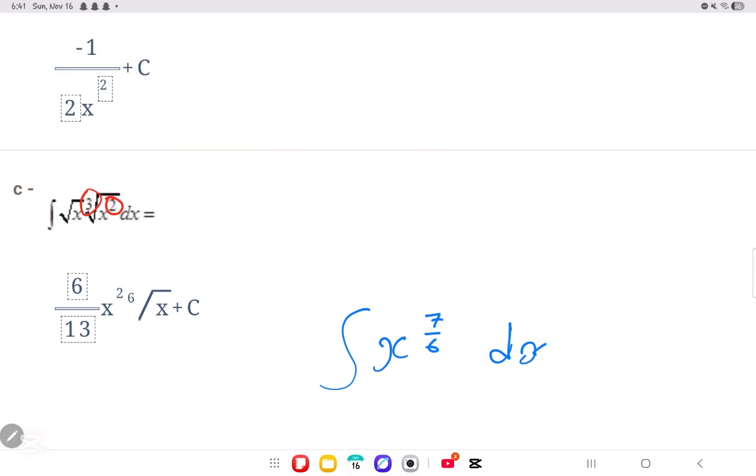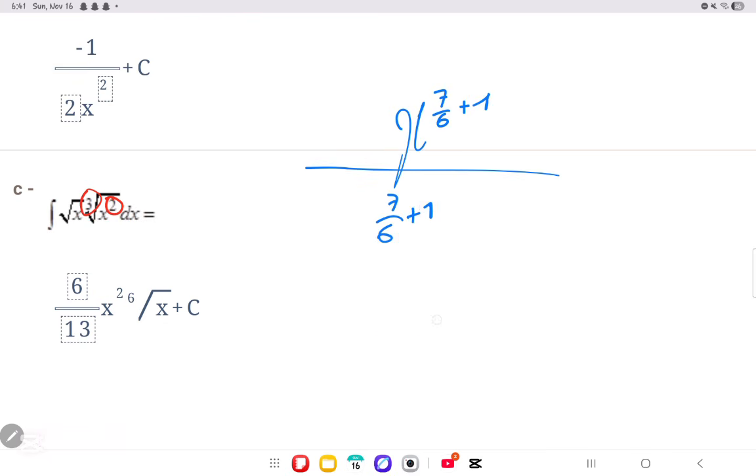So now I need to do the integration x to the power of 7 over 6 plus 1 over 7 over 6 plus 1, right? What's 7 over 6 plus 1? It's going to be 13 over 6. And then it's going to be what? It's going to be 13 over 6 as well. So it's going to be basically what? It's going to be x to the power of 13 over 6 divided by 13 over 6.